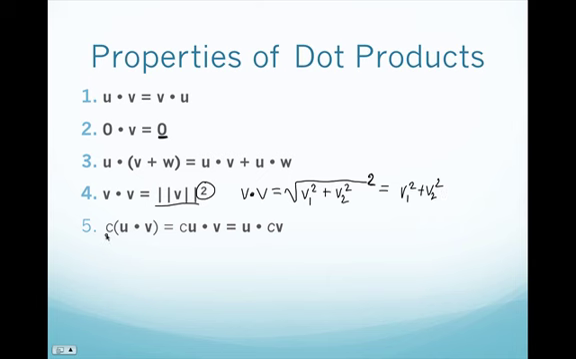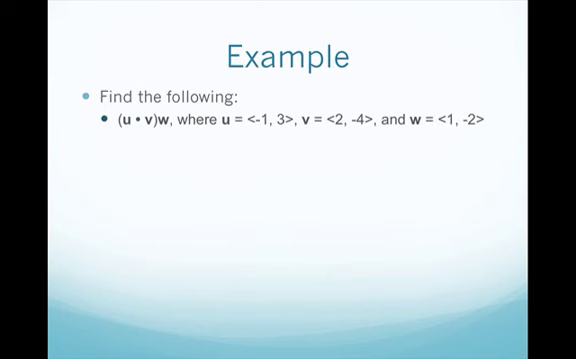Lastly, the scalar product with the dot product, remember this is a scalar factor right here, results in the scalar number times the dot product, and it doesn't matter what order. So we can have c times the dot product of u and v, or we can have u with the dot product of cv. So either one of these are all equivalent to each other. Okay, so let's go ahead and erase this and go on to an example.